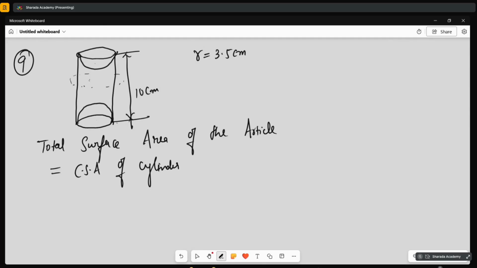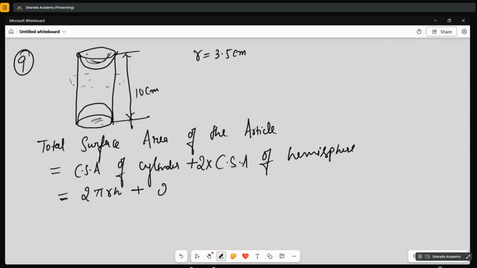Okay. And now you have to paint this also. That is the CSA of the hemisphere. Similarly, here also it will be there. That is 2 times this. And what is the CSA of a cylinder? 2 pi r into h plus CSA of a hemisphere 2 pi r square. Radius of hemisphere and radius of the cylinder both same, 3.5.